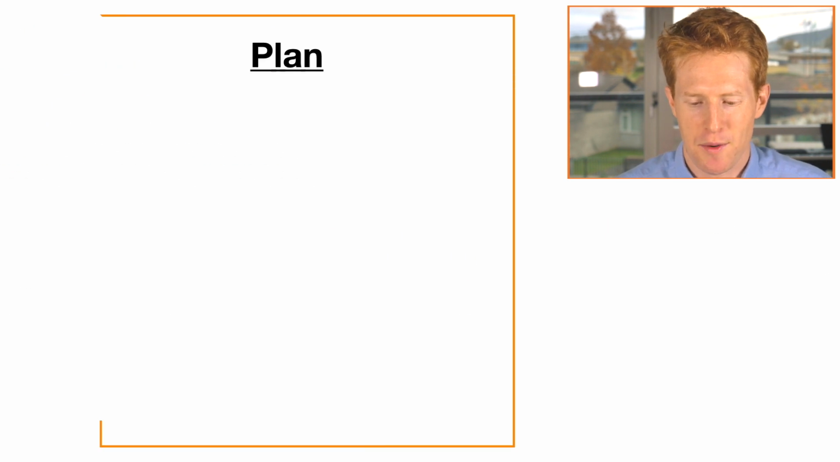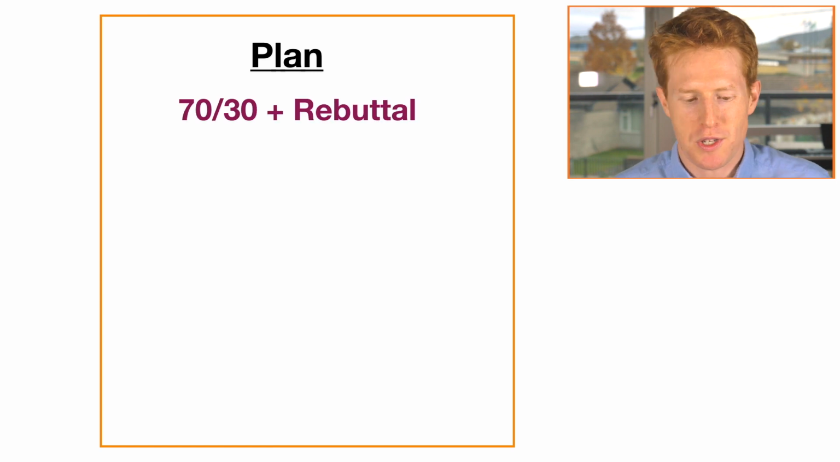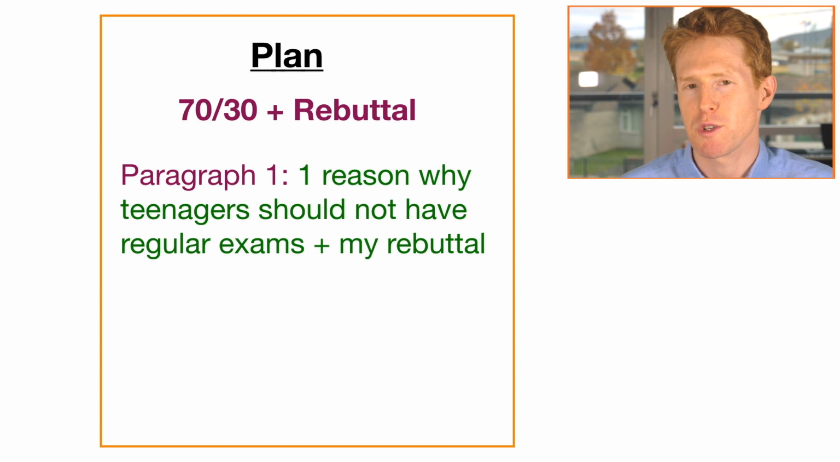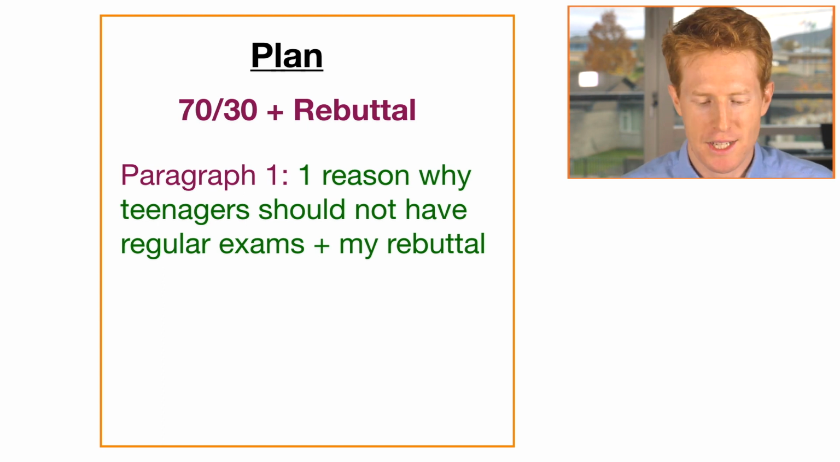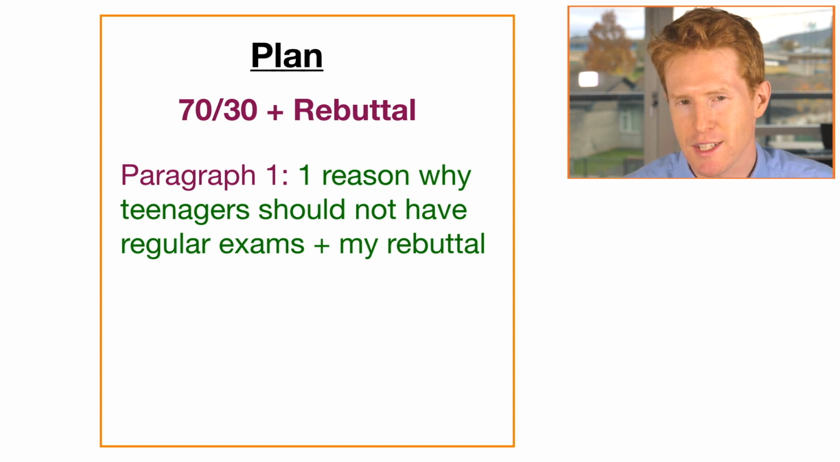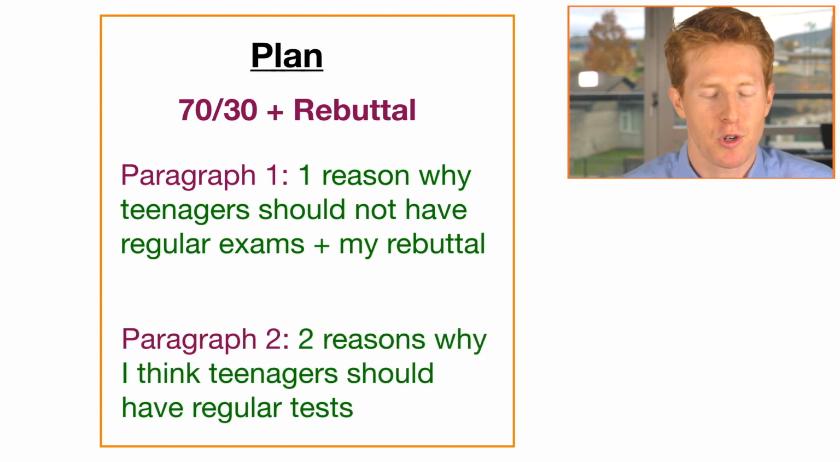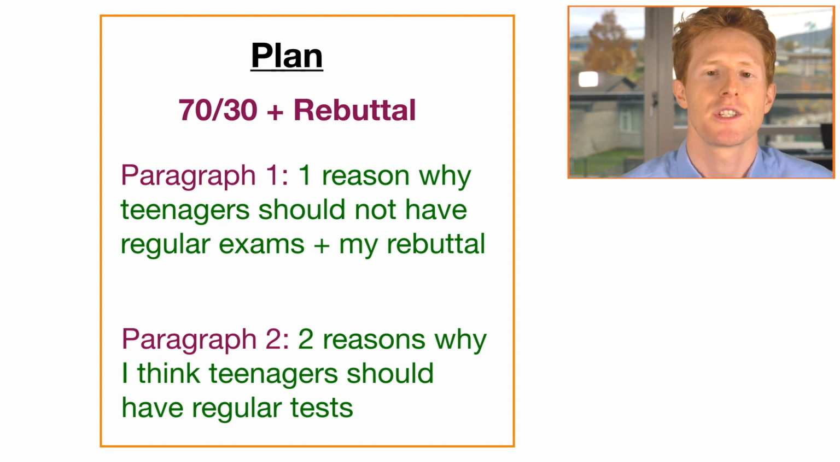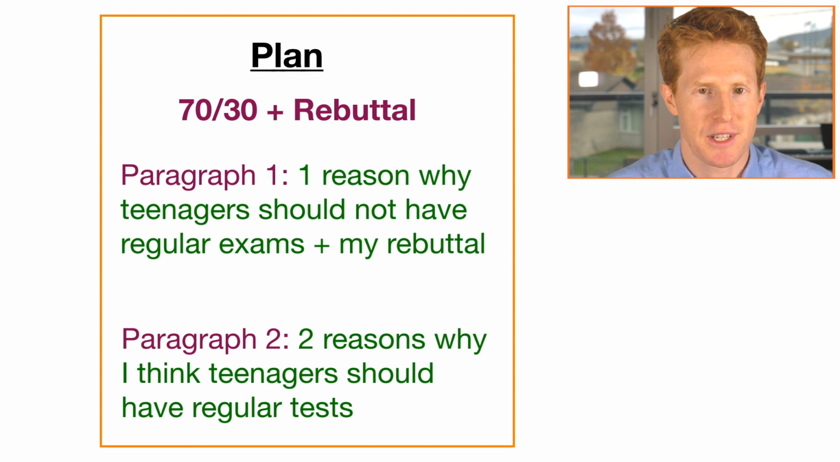Let's write a quick plan. We're going to use a 70-30 plus rebuttal structure. In paragraph 1, we're going to mention 1 reason why teenagers should not have regular exams, and then we're also going to include our rebuttal of that idea. Then in paragraph 2, we're going to have 2 reasons why we think that teenagers should have regular exams.